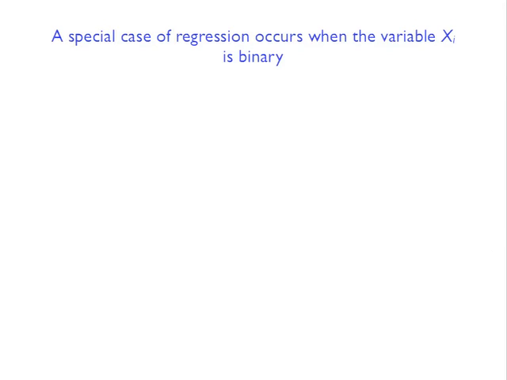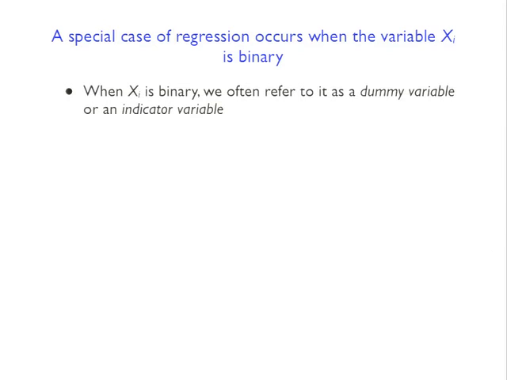Like when we're talking about coin flips, if x was the outcome of a coin flip, then we'd probably code it as a binary variable, 0 if it comes up tails, and 1 if it comes up heads. When x is a binary variable, we often refer to it as either a dummy variable or an indicator variable. So you'll hear either of those terms used. And it turns out that this case is actually quite common.